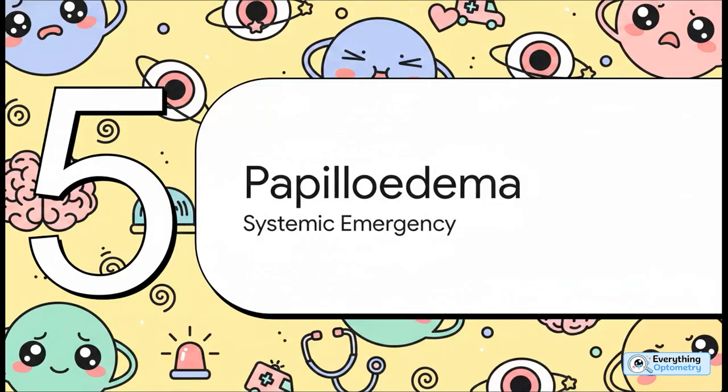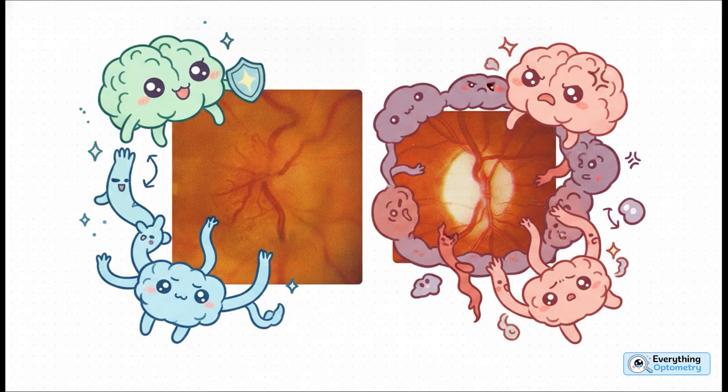Next up, Section 5, the papilledema reveal. This is the systemic emergency that completely flips the entire consultation on its head. Just look at the striking difference here. On the left, we've got a perfectly healthy optic disc with nice, sharp, crisp margins. But on the right, that disc is dangerously swollen. The margins are completely blurred, and the whole disc is elevated and hyperemic. What you're looking at is raised intracranial pressure physically pushing down on the optic nerve sheath.